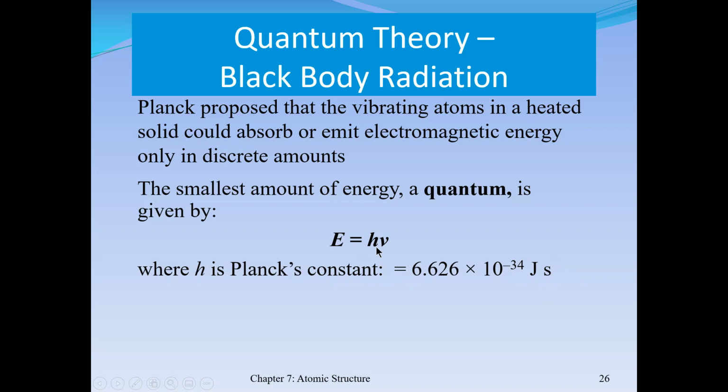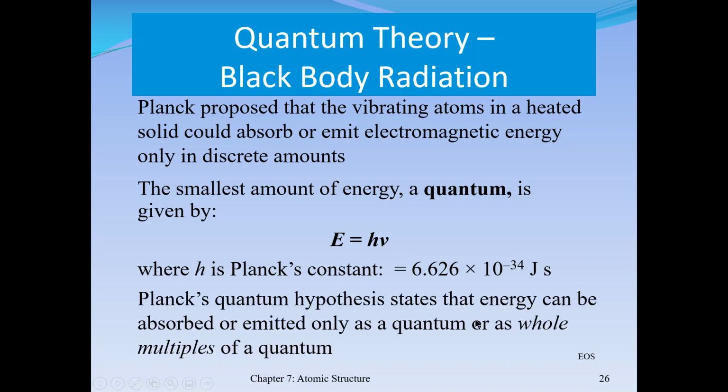All right, so basically what this indicates is that the energy that is absorbed or emitted by an atom will be proportional to the frequency. Therefore, the higher the frequency, the higher the energy. And that constant of proportionality would be Planck's constant. So according to Planck's quantum hypothesis, the energy can only be absorbed or emitted as a quantum or whole multiples of a quantum. And the energy, of course, is represented by this particular equation. All right, so that's basically his hypothesis.